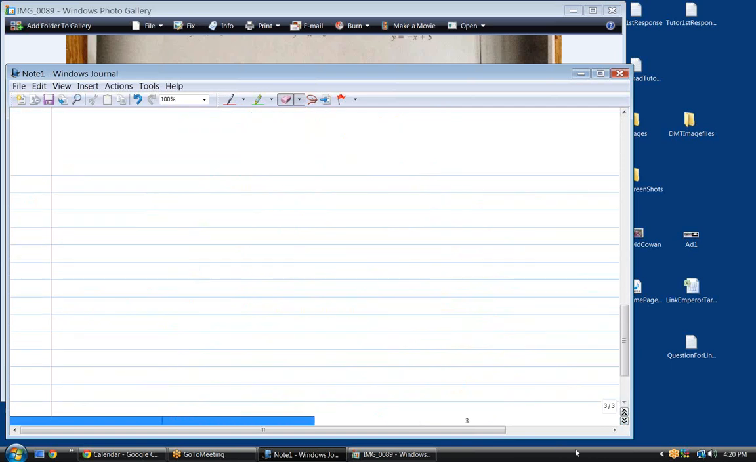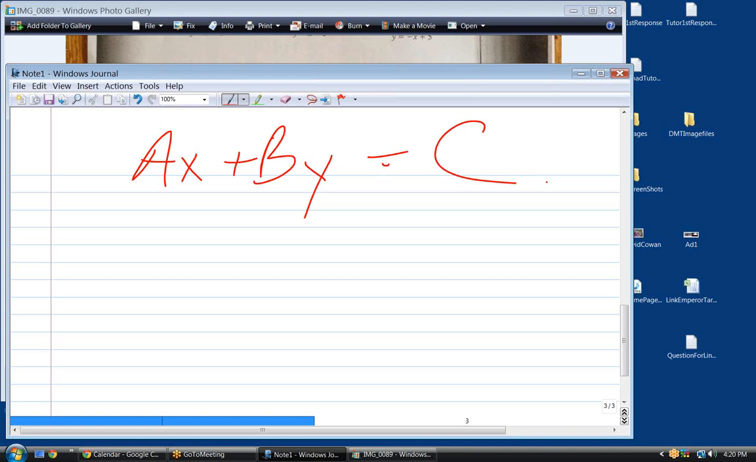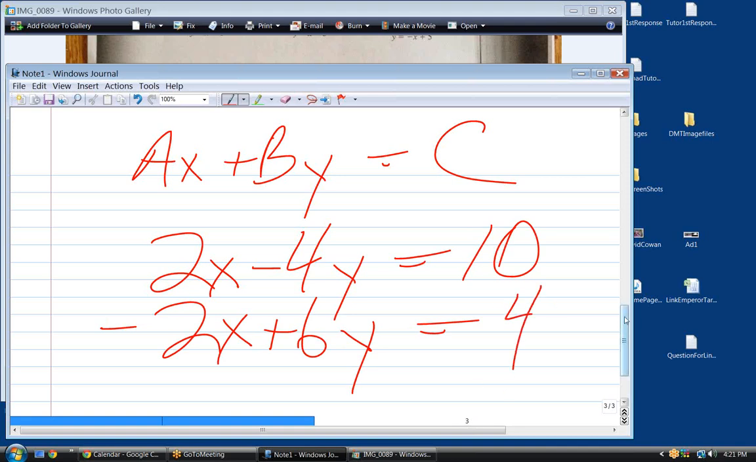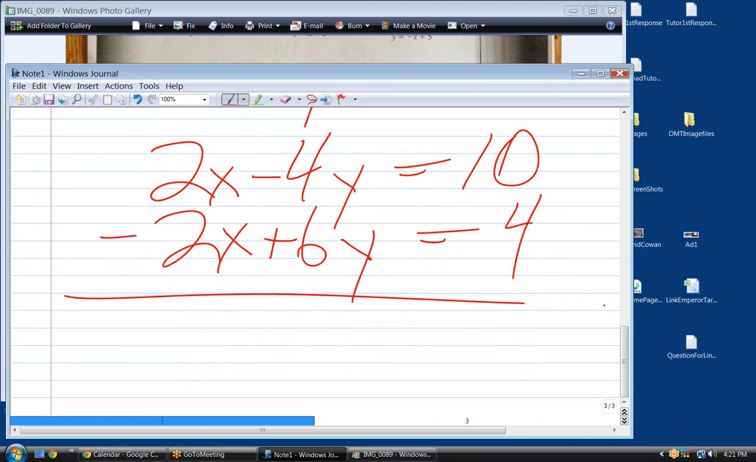Now, when do we use elimination? We use elimination whenever we have it in standard format. Remember, this is standard format. So if I have something like this, 2x minus 4y equals 10, that's standard format. And if I have another equation that says minus 2x plus 6y equals 4, how would I solve that?